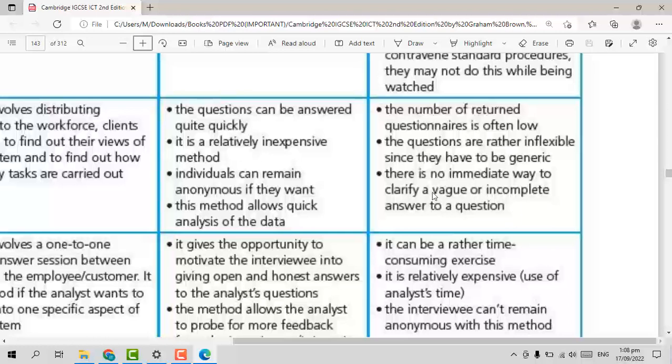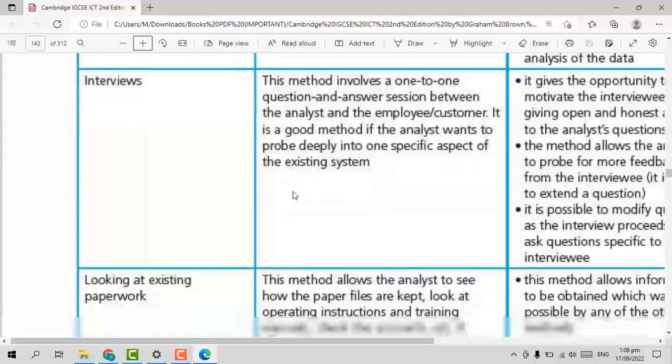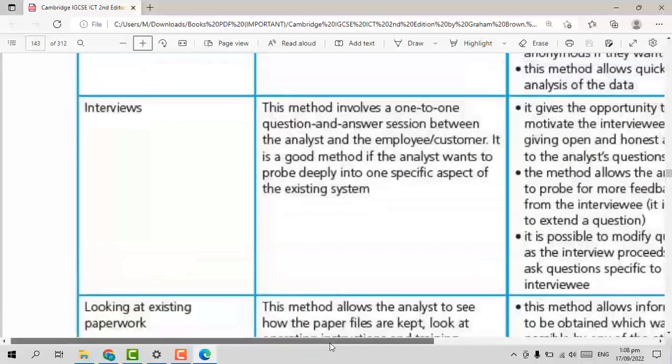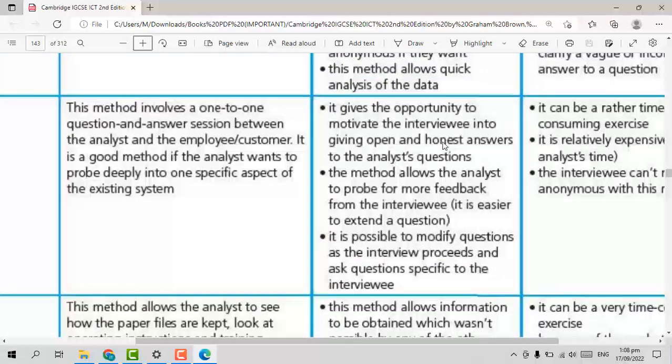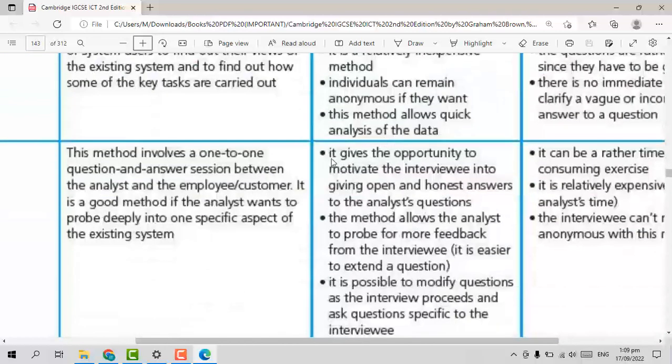Now that was questionnaires. The third one is interviews. Now let's find out what the advantages and disadvantages of interviews are. It gives the opportunity, this is actually an advantage, okay? An advantage is it gives the opportunity to motivate the interviewee into giving open and honest answers to the analyst's questions. The interviewee is the person that you are asking the questions, the person that you are interviewing. You give them the opportunity to give honest answers.